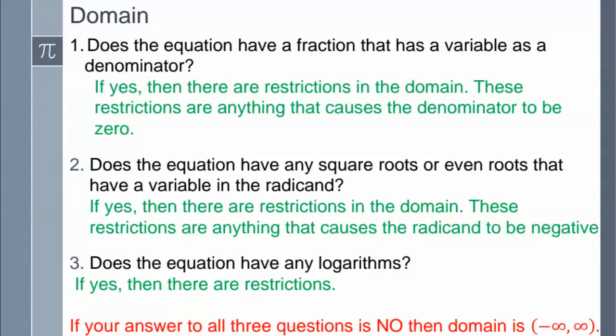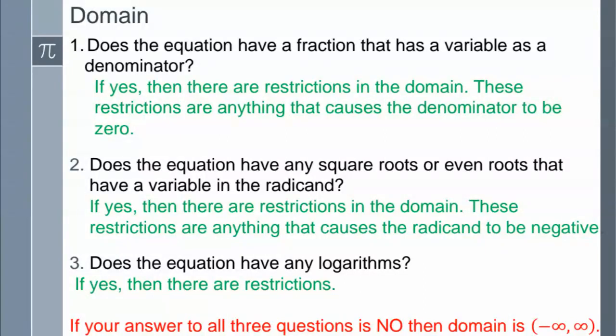Just as I mentioned before, since my line went forever to the left and forever to the right, the domain is all real numbers. The way we represent that in interval notation is from negative infinity to positive infinity. We always read graphs from left to right.